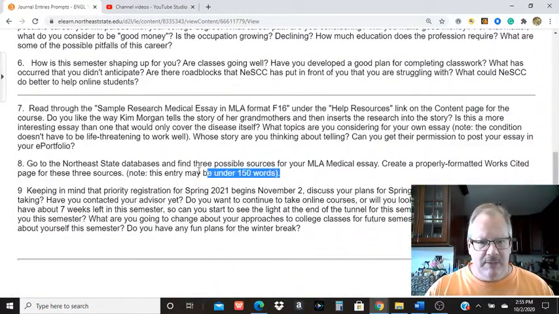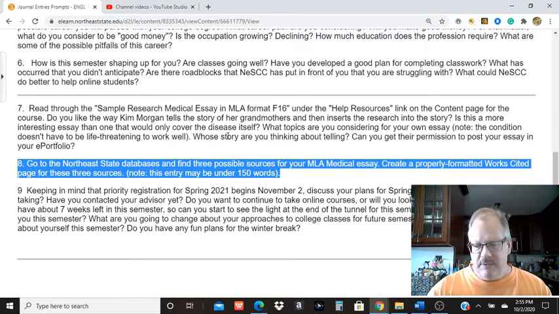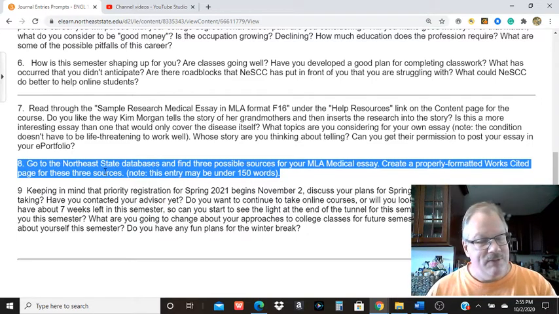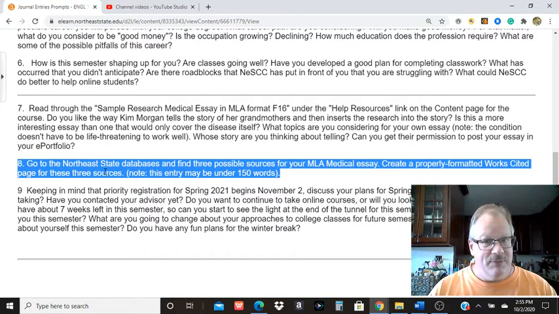For number 8, the first one, you're just going to read the sample essay on the help resources. For number 8, I want you to go to the Northeast State databases and find 3 possible sources for your MLA medical essay. That means you kind of start thinking about what topic, whose story you want to tell, and what kind of topic you're going to work with. And again, you're going to have to talk to that person if you're not talking about yourself, and figure out exactly what problem they had. They might just say I had lung cancer, but there's different types of lung cancers, there's different stages, and you're going to have to push them a little bit and make sure they tell you specifically what was wrong with them, so you can start looking for precise research.